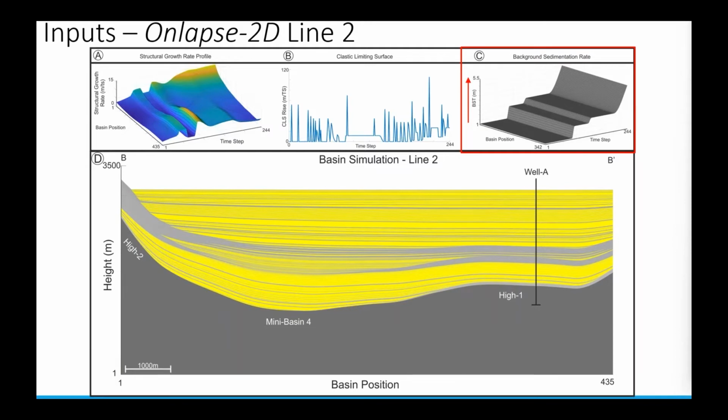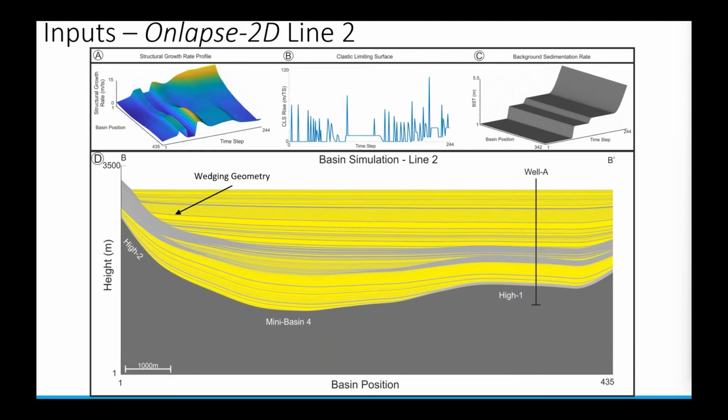Now, if we cast our minds back to the last slide, I mentioned a wedging geometry seen above our section of interest. So to fit the stratigraphy above our section of interest, we required 2 different components to our structural growth rate profile with different growth histories. One profile incorporating compressional folding around high 1 and salt tectonics around high 2. It was this combination of complex multi-phase structural growth profile, a background sedimentation rate derived from multiple condensed sections within well A, and a variable rate of rise for classic limiting surface that varied both in the magnitude of rise per time step and the duration of each rise, that provided us the closest fit to our seismic and well data of multiple model runs.